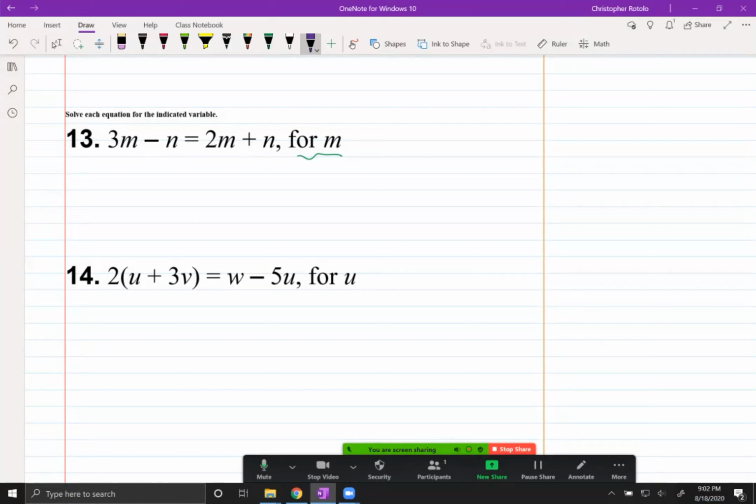I understand that it's not going to be a favorite thing, but when you get to physics and chemistry, it's going to be super duper important that we've practiced this. So that's kind of nice.